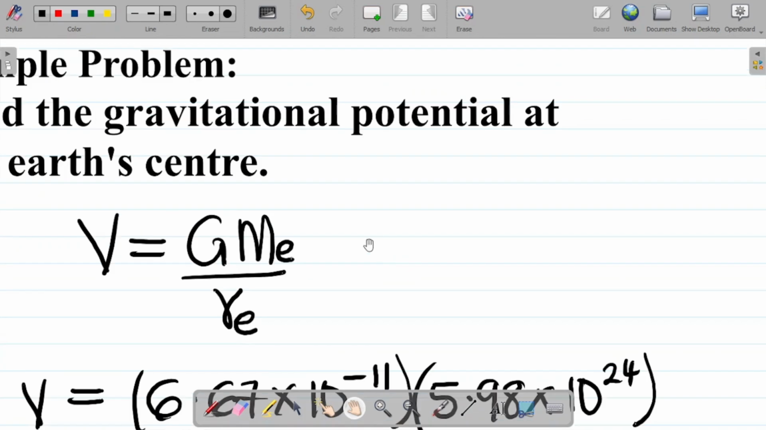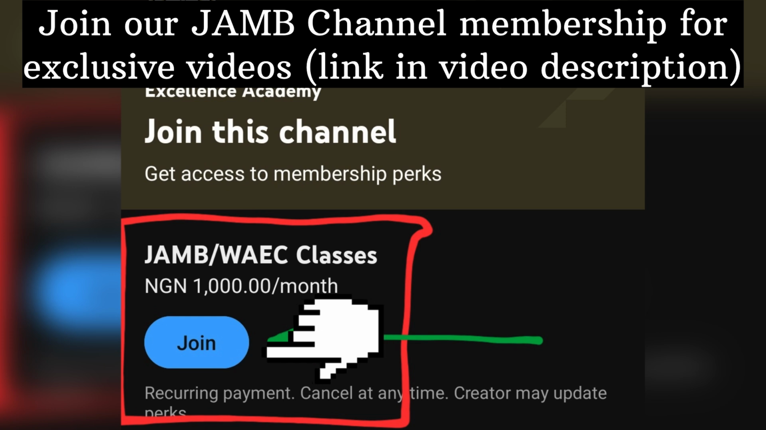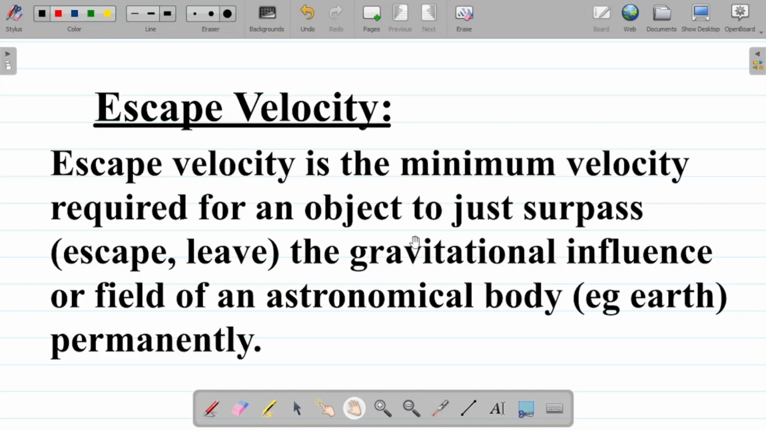All right, let's look at the next concept, called escape velocity. Escape velocity, by the way, is abbreviated by V subscript E. So V is gravitational potential, while escape velocity is V subscript E.